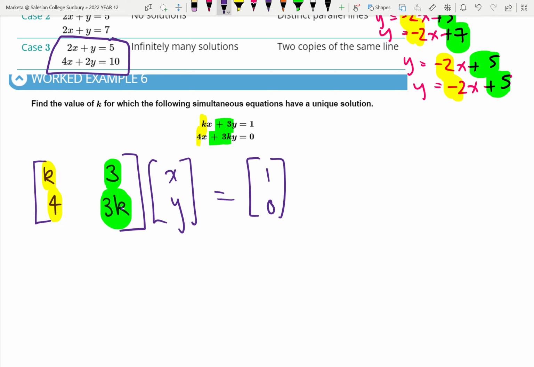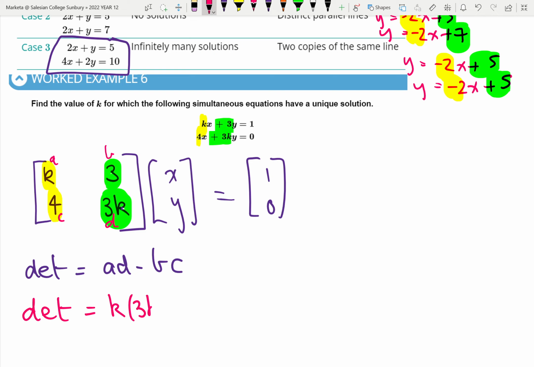Now what we know is that if we were to solve this system of simultaneous equations, we would need to undo this because we'd want to find out what x and y are on their own. To undo it, we need the determinant. The determinant, I'll call it DT, is AD minus BC. I'm just going to label these things A, B, C, and D. Then we can work out what that would be. So the determinant would be k times 3k minus b times c, which is 3 times 4. So that's going to be 3k squared minus 12.